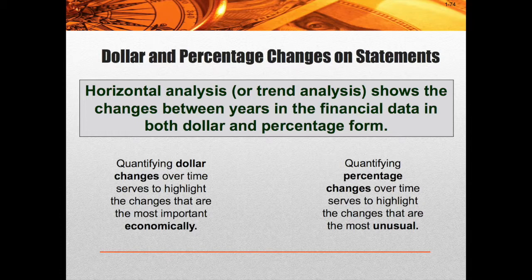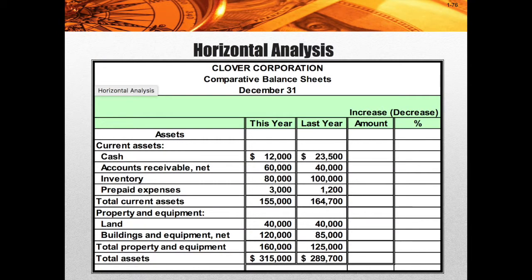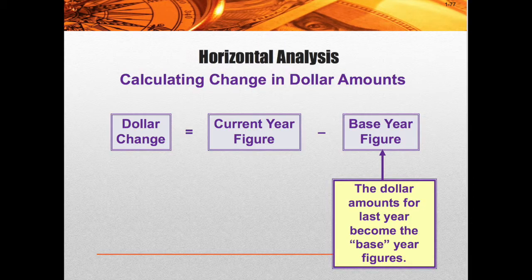forms. So if we look at Clover Corporation here, we can see that we have this year and last year, and then we're going to look at the difference, the increase or decrease in the amount, and then the percentage. So in changing the dollar amount, we take the dollar change equals the current figure minus the base year figure. And so we want to remember that the base year figure is the dollar amounts for last year in this particular case, and then we minus simply the current year.